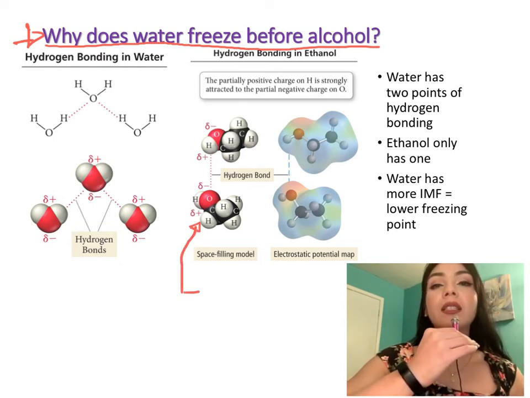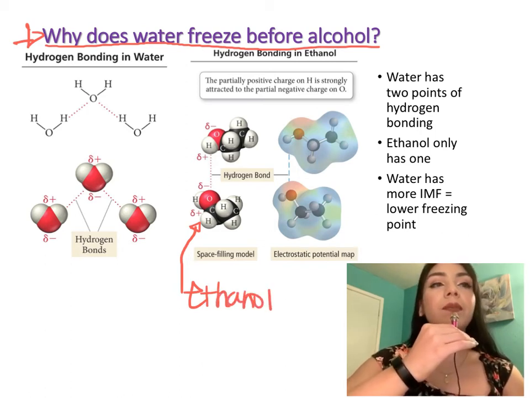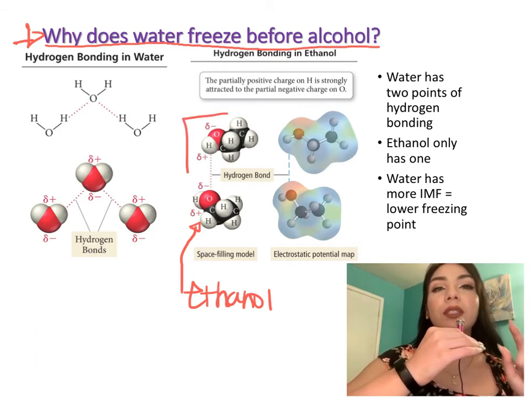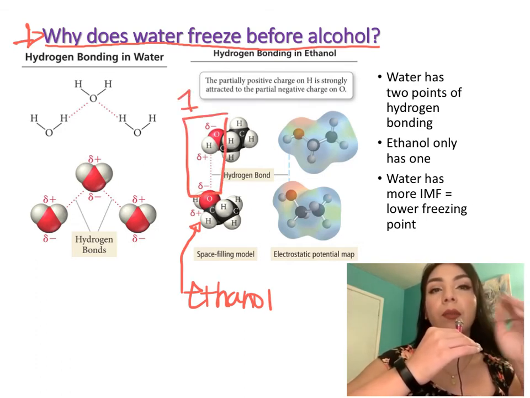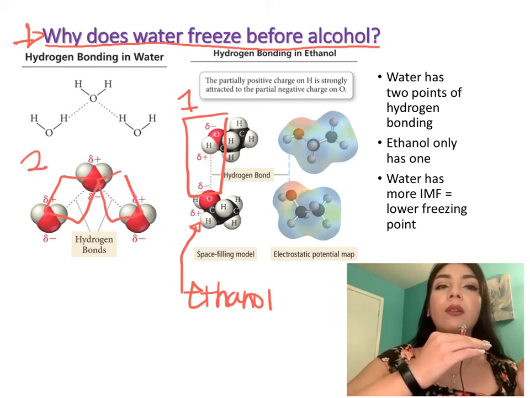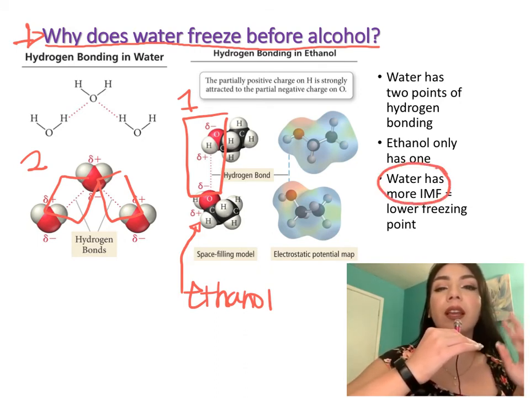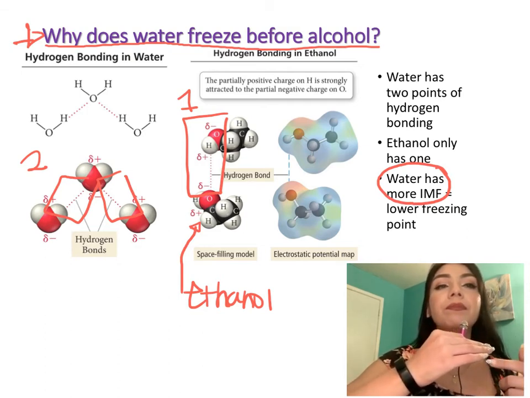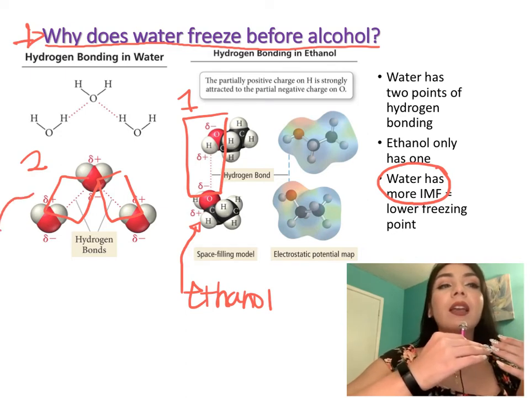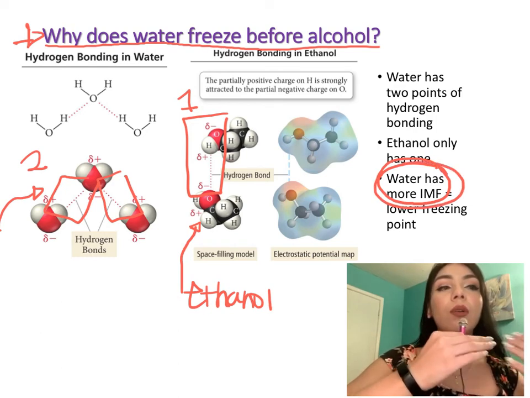So hydrogen bond is another type of IMF, intermolecular force. So water has two separate bonds in the molecule, right? OH and an OH, two of those, versus ethanol only has one OH bond within it. So because water has 2 points of contact where it can form hydrogen bonds, like shown here, that means that it has more IMF.